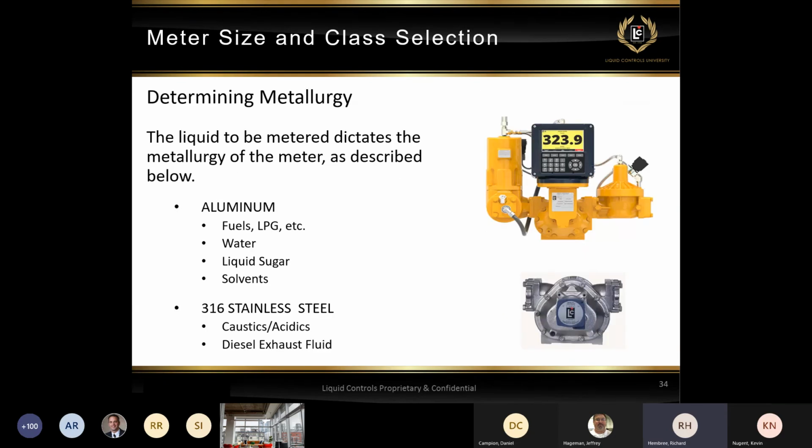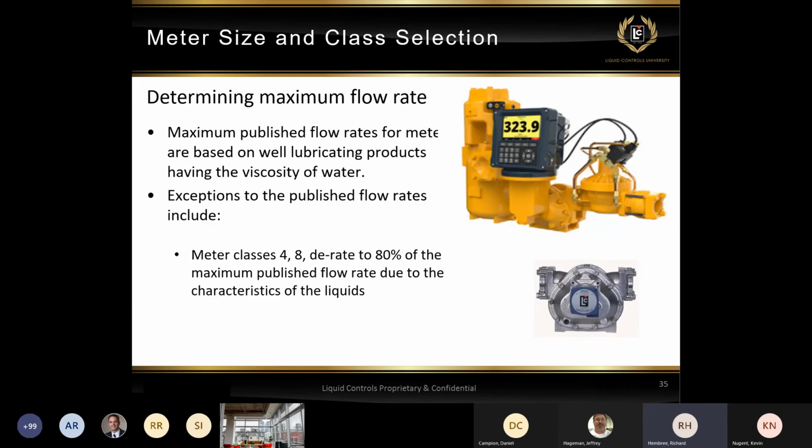Determining metallurgy: the liquid to be measured indicates the metallurgy of the meter. For instance, on your solvents, your liquid sugar, your water, your fuels, LPG, we use an aluminum housing meter. On your caustics and acids, the class 18 meter we talked about earlier. Diesel exhaust fluid is a 316 stainless steel.